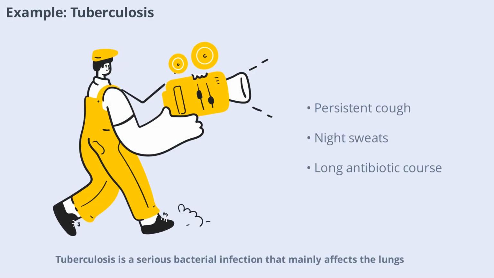Tuberculosis is a serious bacterial infection that mainly affects the lungs. It spreads through the air when an infected person coughs or sneezes. Symptoms include a persistent cough, weight loss, night sweats, and fever. Treatment involves a long course of antibiotics, and early detection is crucial for stopping its spread.